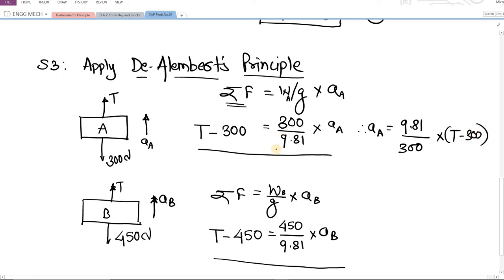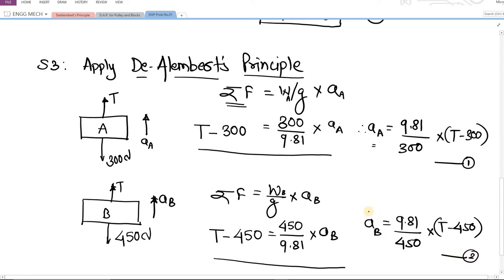What we have done here is simply convert the given D'Alembert's principle equation into a form where acceleration is on one side, that is the LHS. Same thing we can do with block B's D'Alembert principle equation, which gives A suffix B equal to 9.81 divided by 450 into T minus 450. Now let's name these equation number 1 and equation number 2.